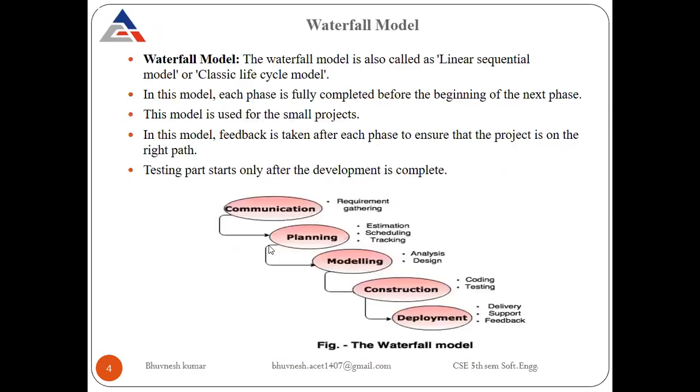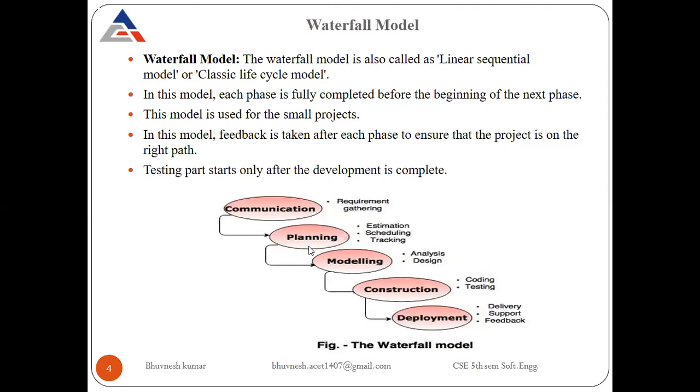What is the waterfall model? The waterfall model is also called a linear sequential model. Linear means it will go step by step. The first phase will be completed, then the second phase will be done, then when the second is completed, go for the third phase. It means all phases are dependent on the previous phases.